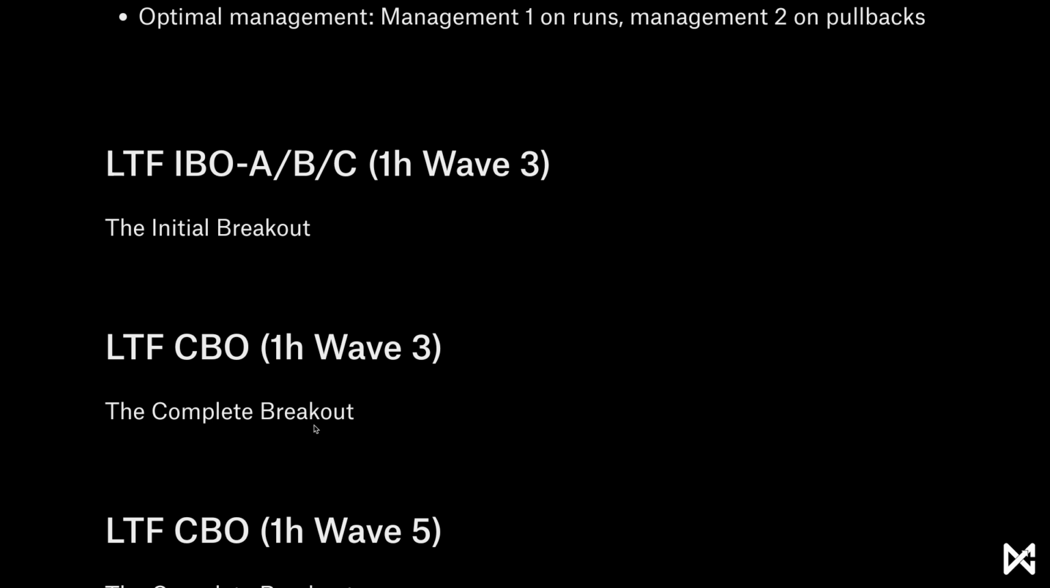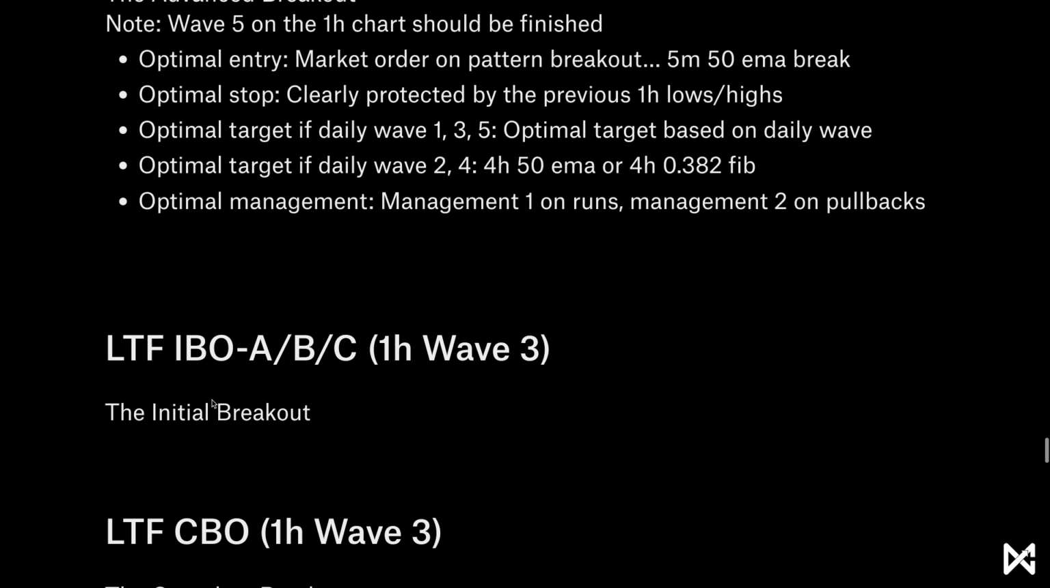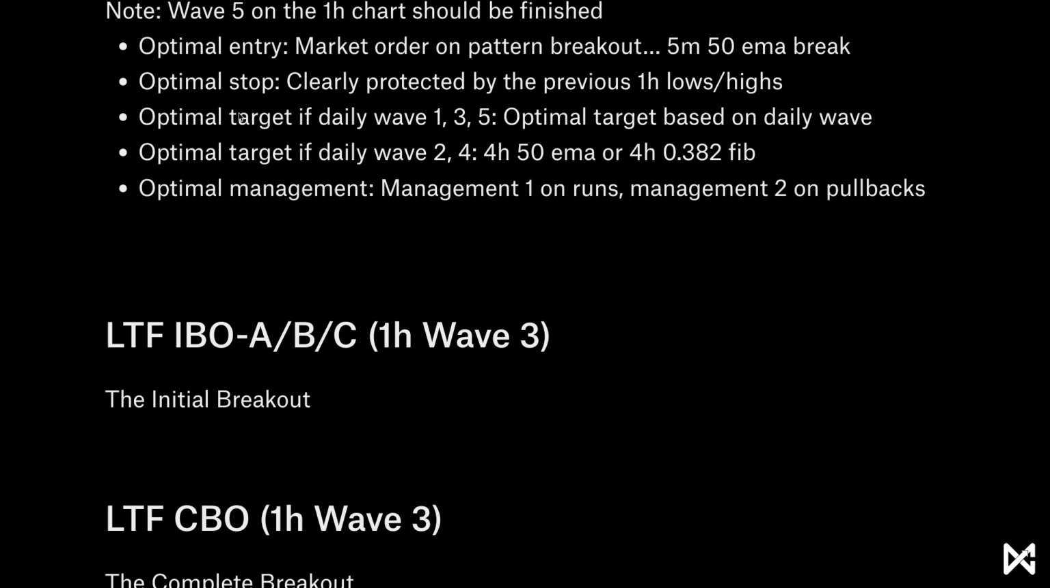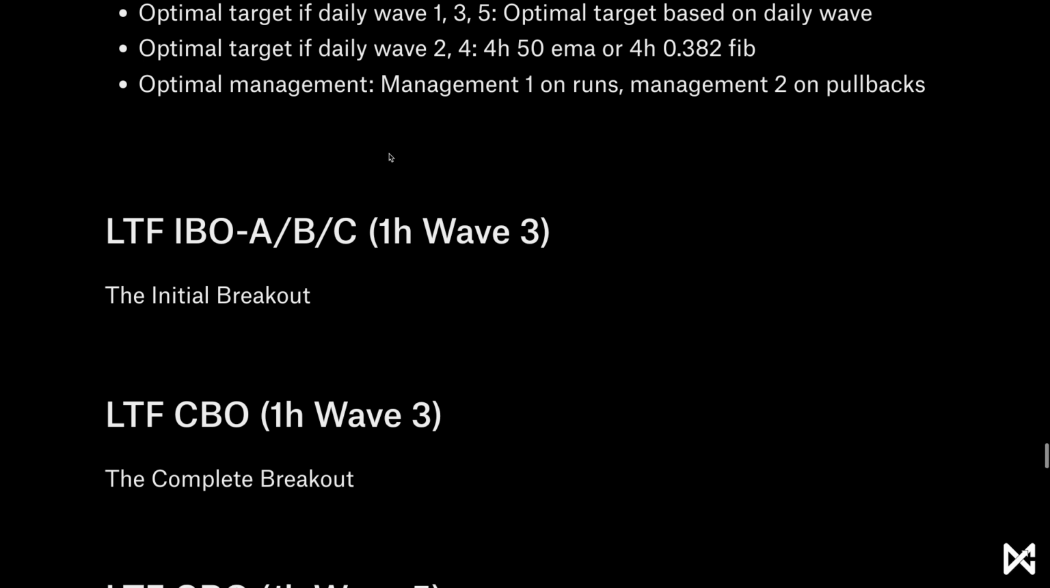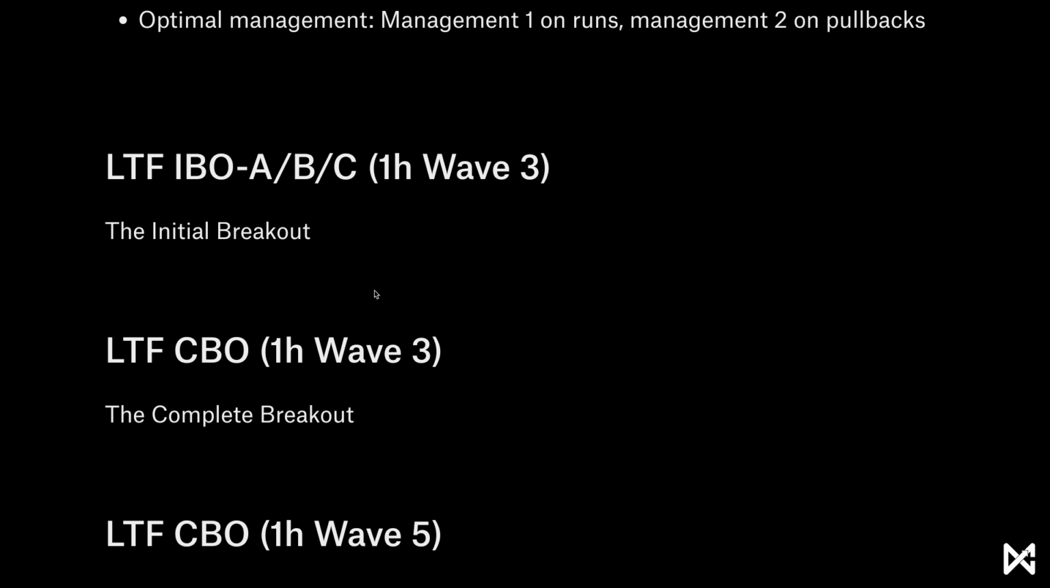You can give yourself some notes, the criteria required, some negative confluence factors that a CBO sometimes could have. And then again, you break down the criteria. What is the optimal entry for a CBO? What is the optimal stop loss? The optimal target if it's a daily run, the optimal target if it's a daily pullback. And again, it differs whether you're a day trader. It differs whether you're an advanced day trader. It differs whether you're a day trading hybrid, right?